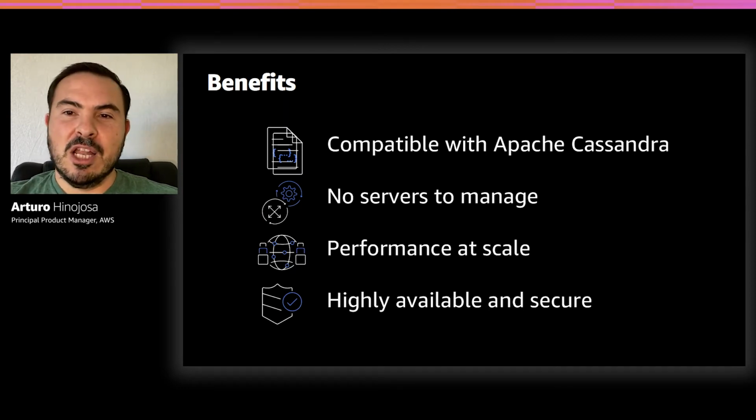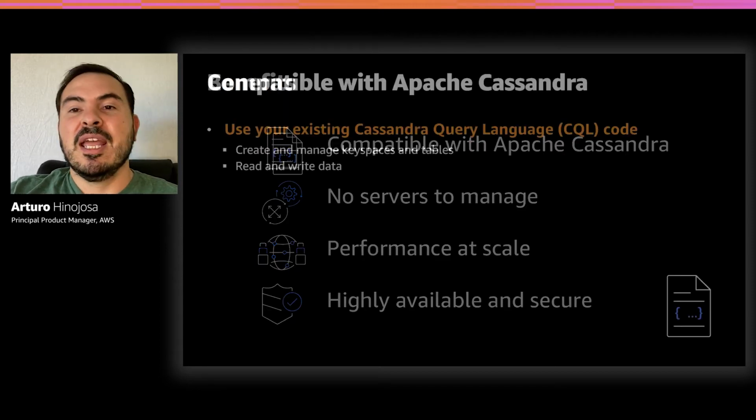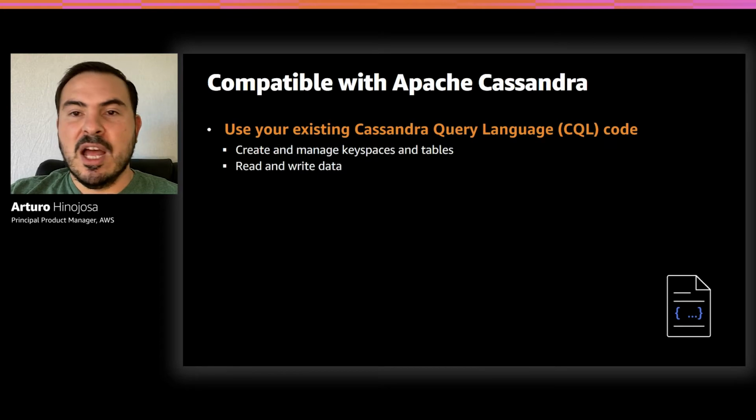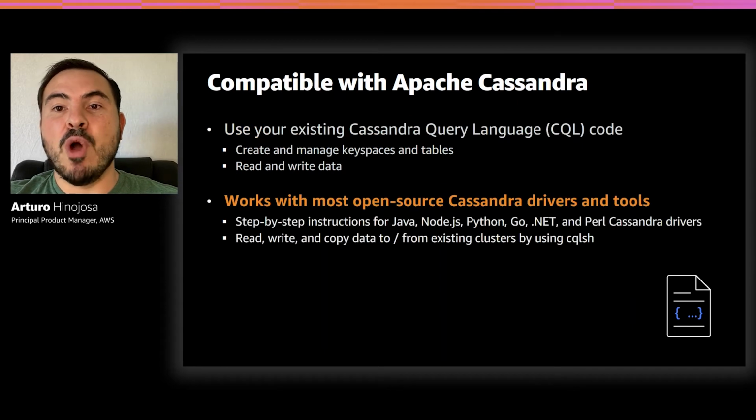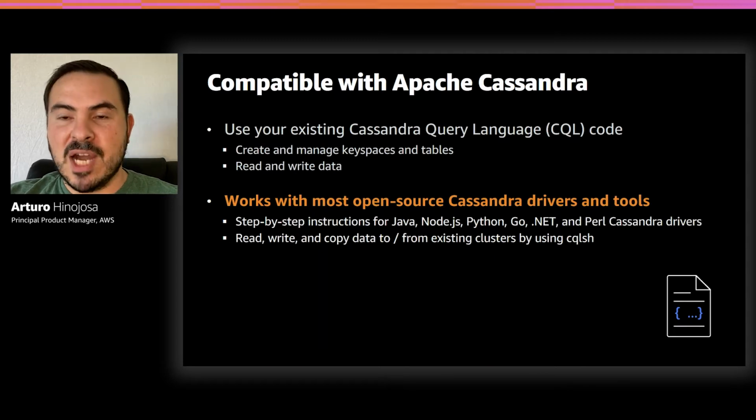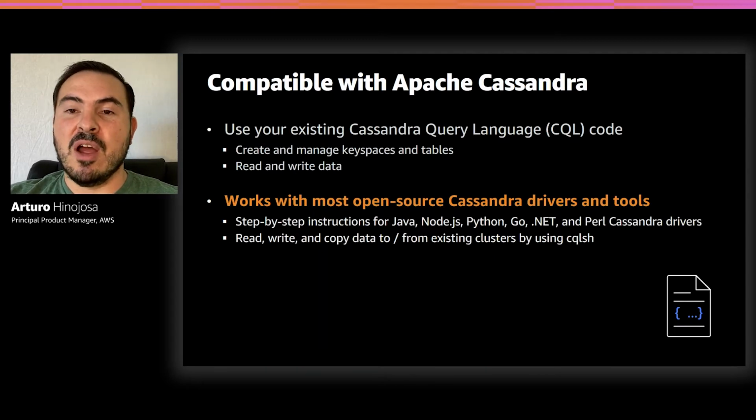So let's talk a little more about each of these in depth, right? So it's compatibility. What do we mean by Cassandra compatible? Well, it works with the existing CQL code. You can create keyspaces and tables, and you can read and write data, the stuff you would expect. Keyspaces also works with a lot of the popular Cassandra drivers and developer tools like CQLSH, DataStax Bulk Loader. We even offer step-by-step instructions on our website that walk you through setting up the Java driver, the gocql driver with Amazon Keyspaces by changing a few lines of configuration.